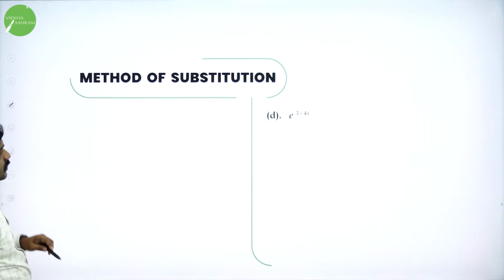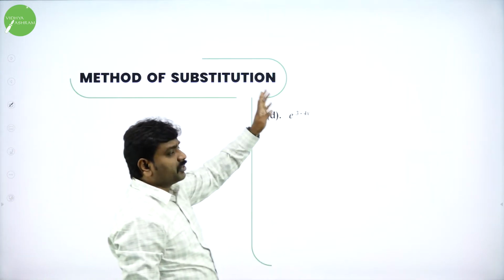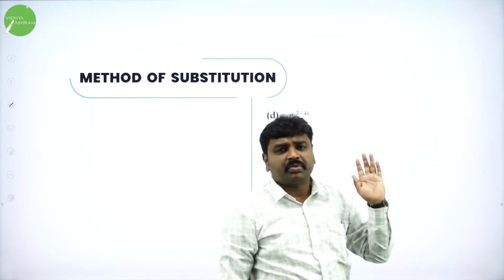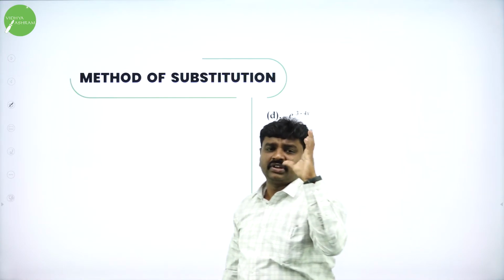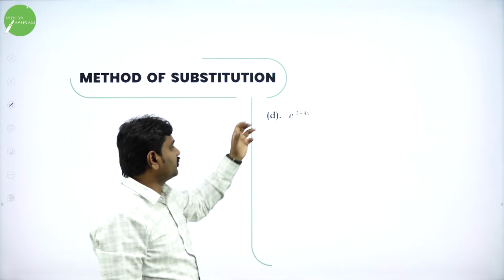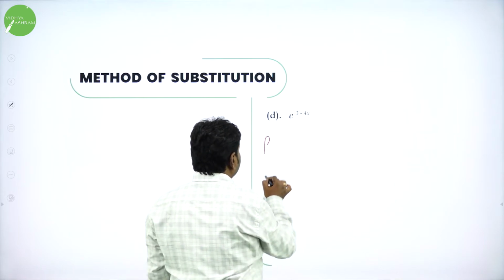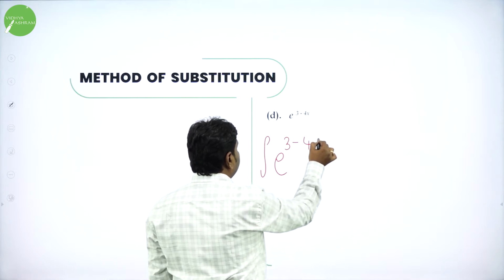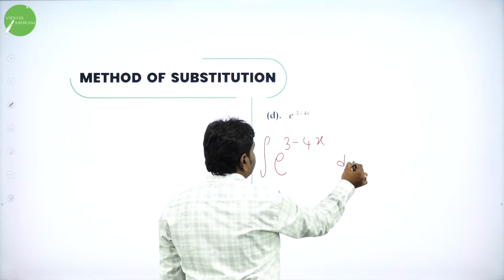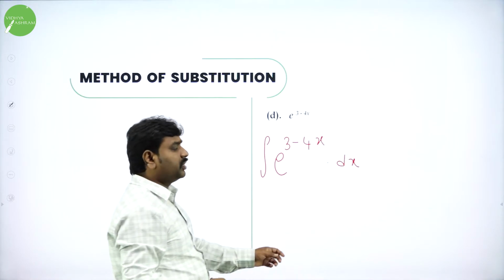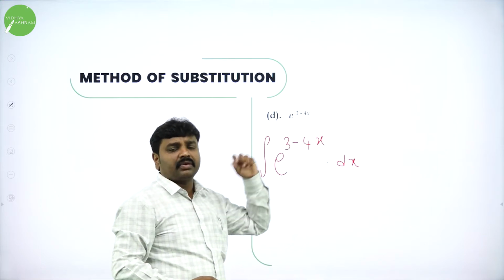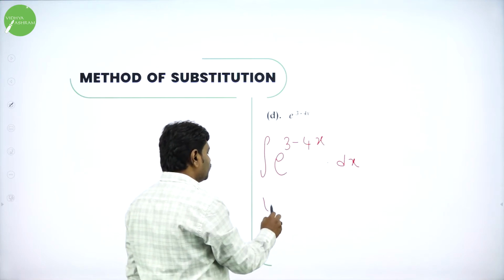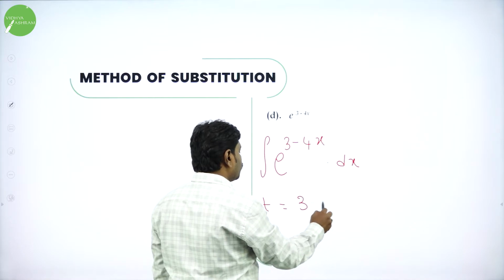Next, e power 3 minus 4x. You know integration of e power x, but here they gave 3 minus 4x. Take that internal function 3 minus 4x as t. So the given problem is e power 3 minus 4x. This is problem D in your textbook, exercise 20.2. The power we have is 3 minus 4x. That power you take as t. Put t is equal to 3 minus 4x.